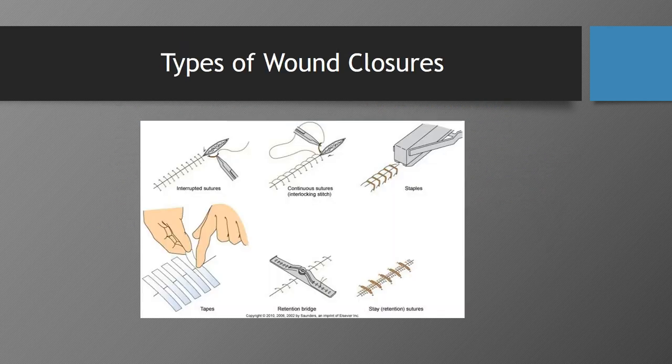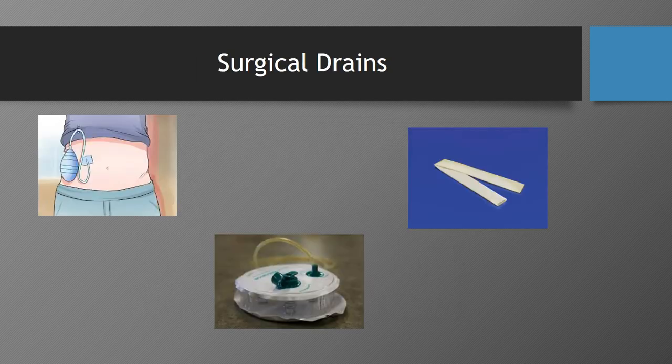Types of wound closures. They've got the interrupted sutures, they've got continuous sutures, they've got staples, they've got tape, retention bridge, and other stay sutures. I think for the most part I've seen more steri strips and interrupted sutures and staples than anything else. So here's surgical drains.